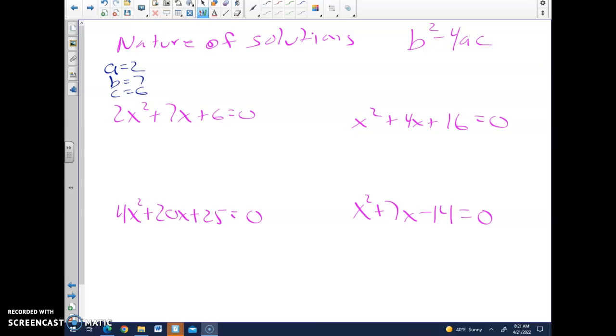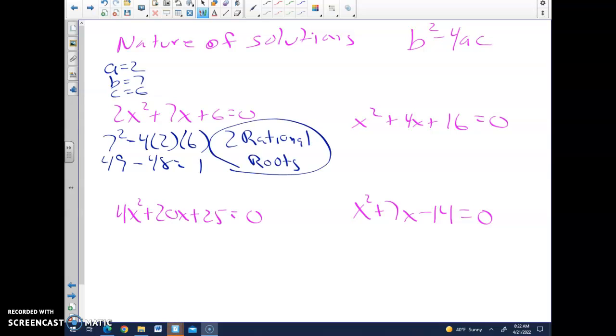So we're going to get our a, which is 2, our b, which is 7, and our c, which is 6. So now, 7 squared minus 4 times 2 times 6. Well, that's 49. And 4 times 2 is 8, and 8 times 6 is 48. We get 1. Is 1 a perfect square? Absolutely. So we get 2 rational roots.